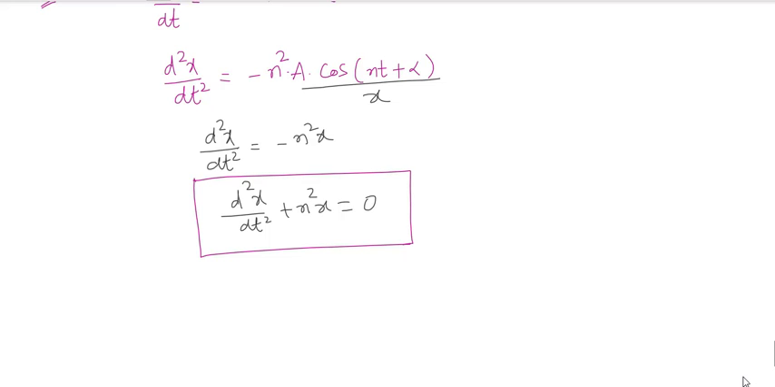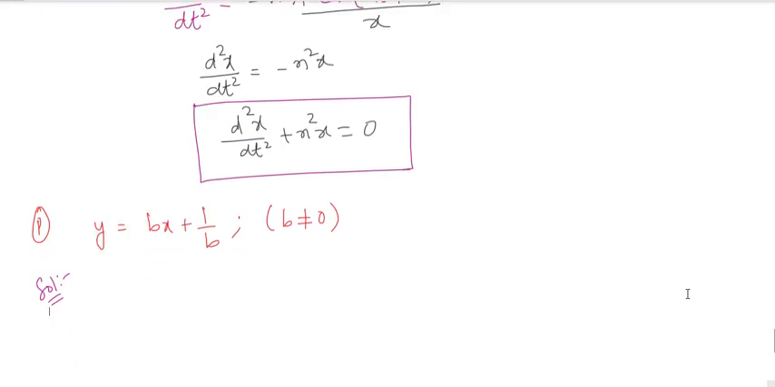Can you try one more based upon this? y is equivalent to bx plus 1 by b, where b is not equivalent to 0. Try to solve it. Again, here b is your constant. Am I right or not? One time if you are making the differentiation, it's more than enough.